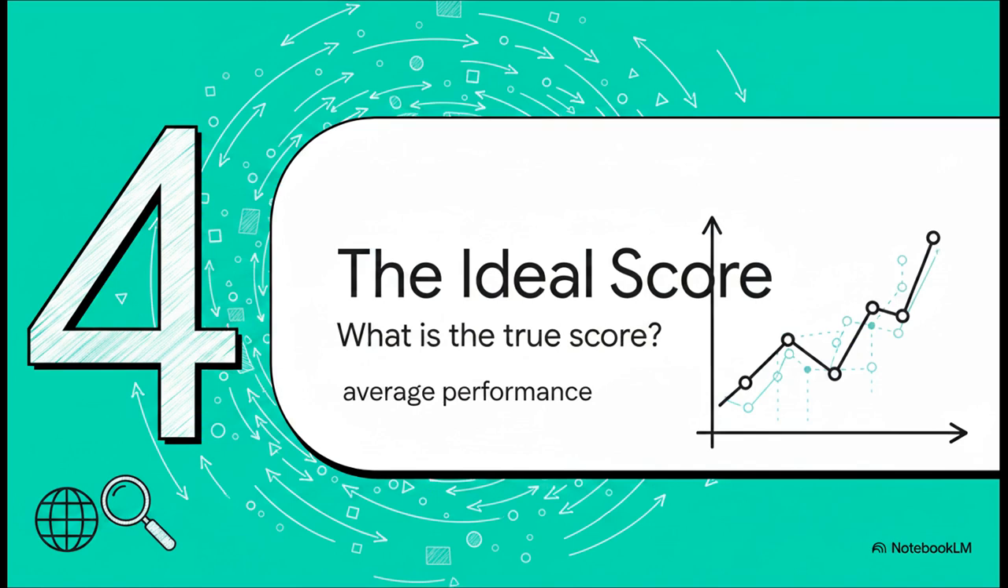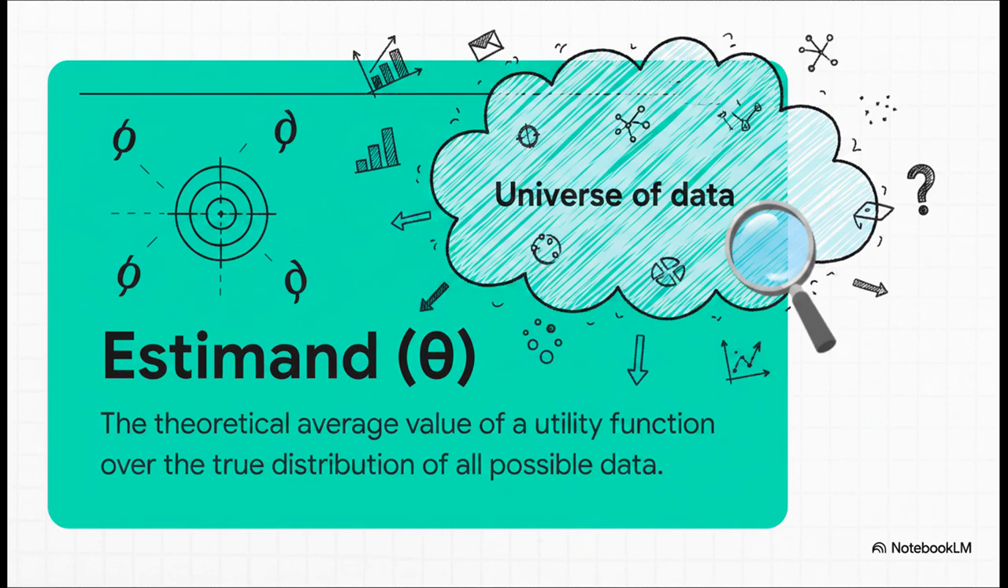What we really want is that one single number that tells us how the model would perform on average across every possible piece of data that exists or could ever exist in the universe. This ideal, absolutely perfect score is called the Estimand, and we represent it with the Greek letter theta. Think of it like this. If you wanted to know the true average height of every single person on Earth, the estimand would be that one true number. But of course, you can't go out and measure everyone.